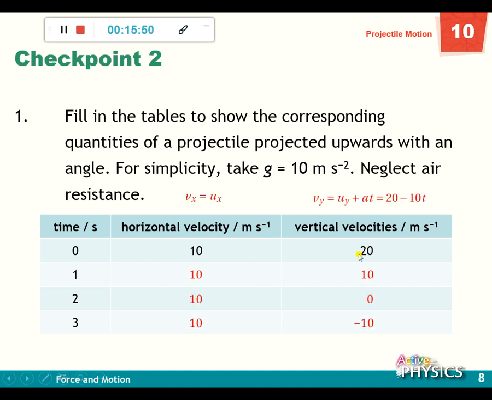How about the vertical one? You should try to calculate using this formula. Final V should be initial V plus AT. But pay attention, the A, in this case, we will use negative 10. Initially 20, and then reduce it to 10, highest point, 0, and then go back. Okay?